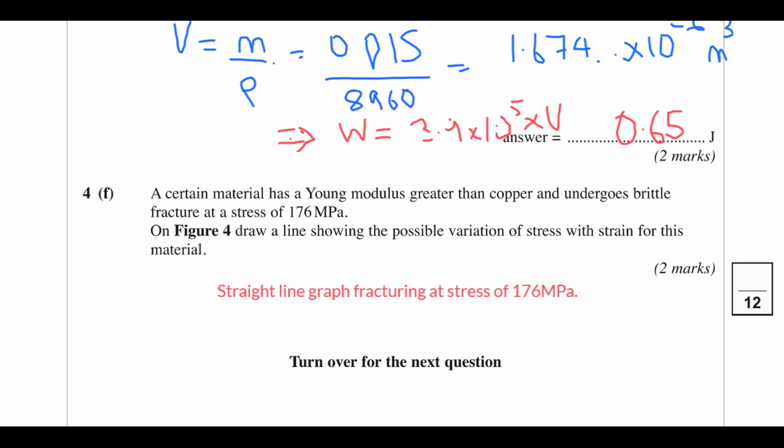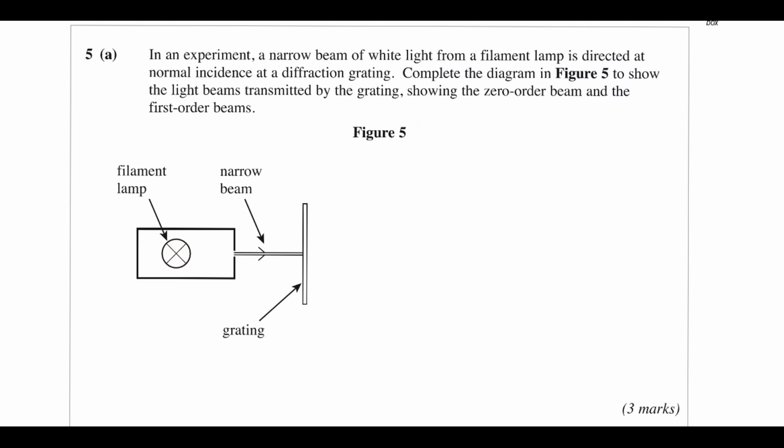And in terms of how it would compare to the previous one, if it's Young modulus gradient, it's going to have a steeper gradient than the original graph. So as long as your line shows those two things, those are going to pick up the 2 marks for this part of question 4. All right, so let's move on to the next question.